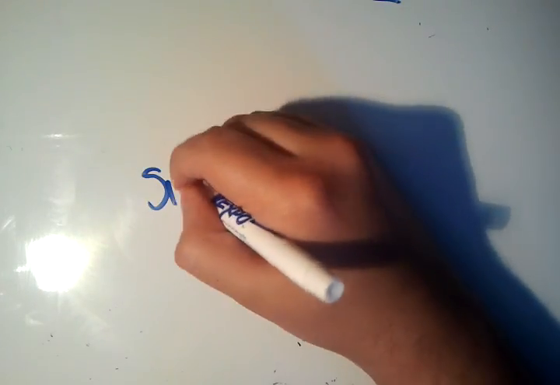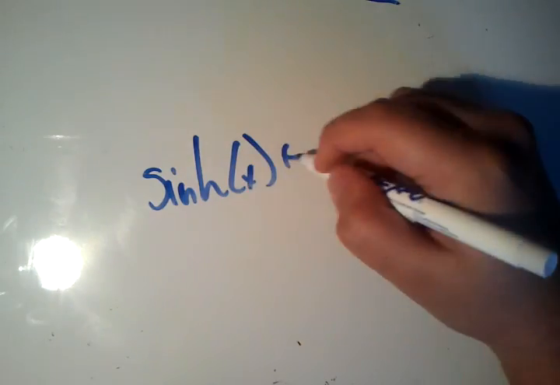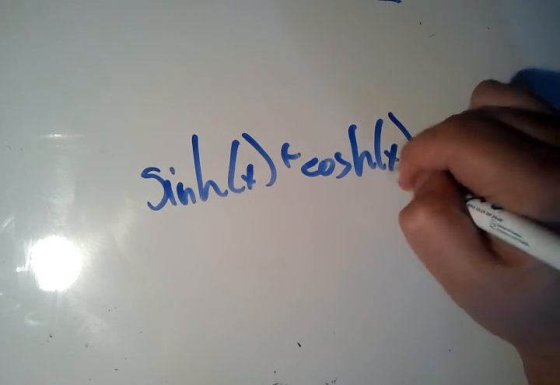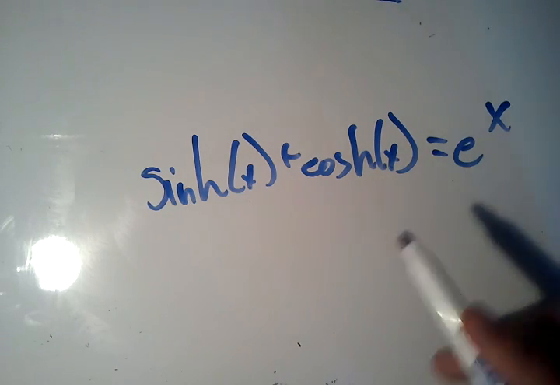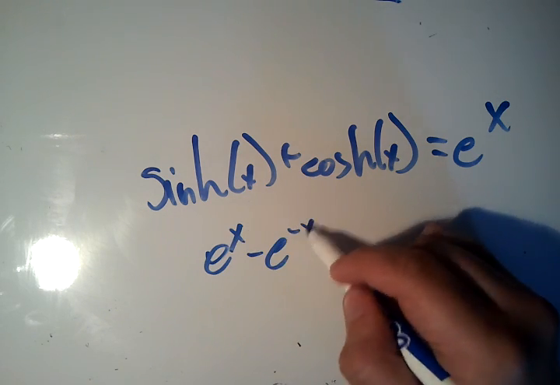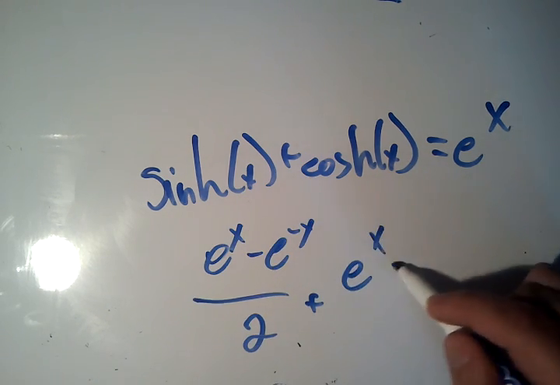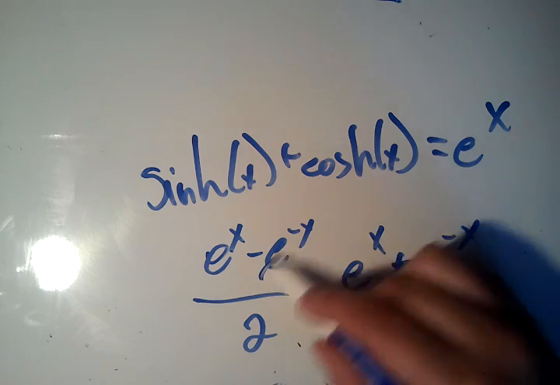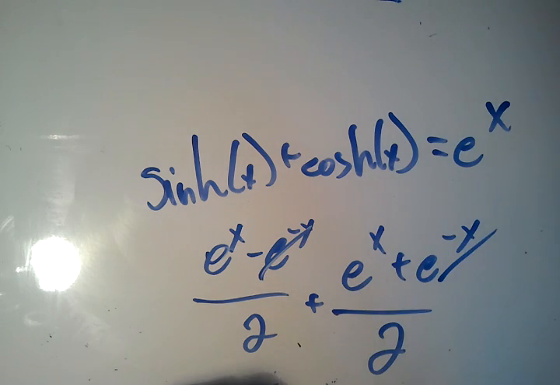Another thing we can say is that if we add sinh x and cosh x, then we get e to the x. That's easy to see because if you take the definition, e to the x minus e to the negative x over 2, and you add e to the x plus e to the negative x over 2, the negative exponentials cancel and you get 2e to the x over 2, which is just e to the x. So that's interesting to know.